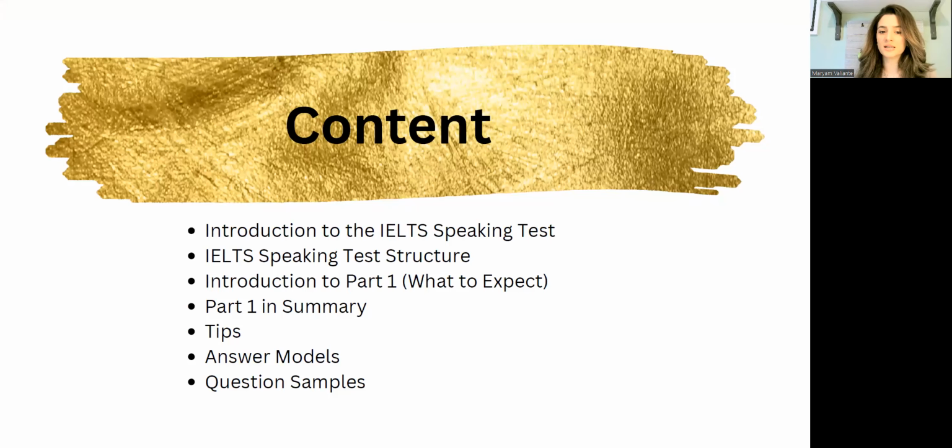As you can see in the content, these are the points that we're going to cover today. We're going to have a little bit of introduction to all three parts. I will show you what will happen in all three parts of the IELTS Speaking Test. And then specifically, we're going to move on to part one. You will see part one in summary, some tips, answer models, and some question samples.